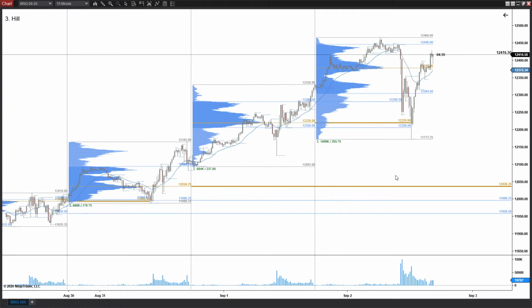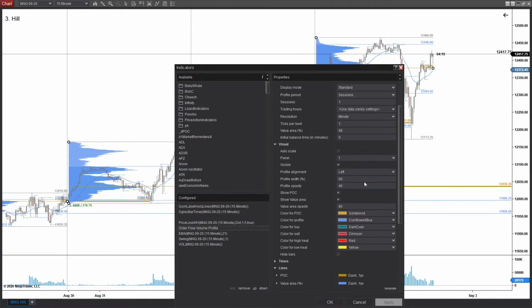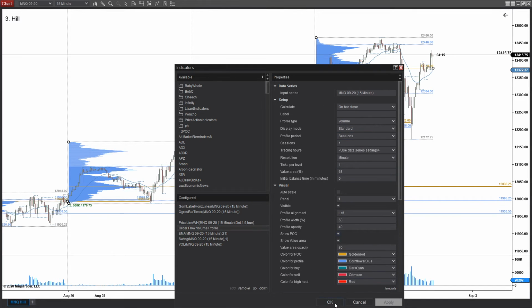For full reference, I'm looking at a 15-minute chart using the order flow volume profile and market profile indicators from NinjaTrader. And if you need any of the settings that I'm using, these are the settings. If you need to pause it or take a screenshot, they're all right there for you.